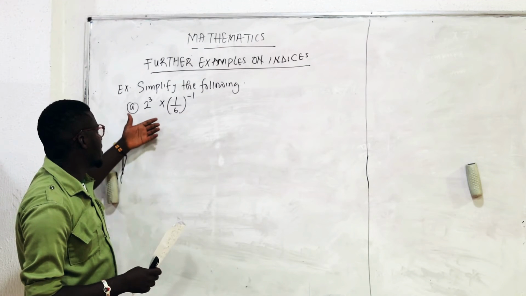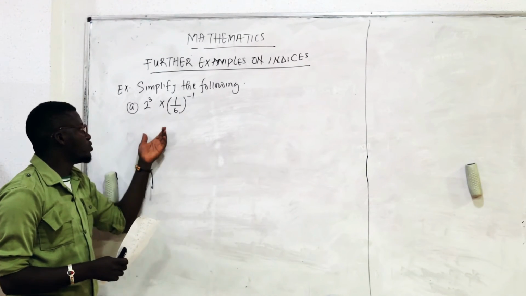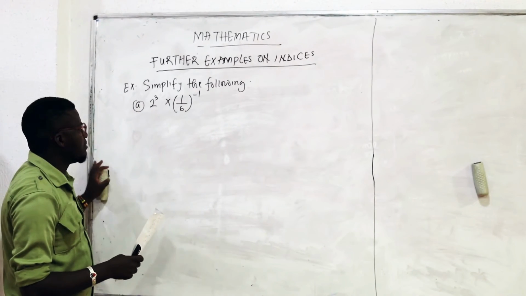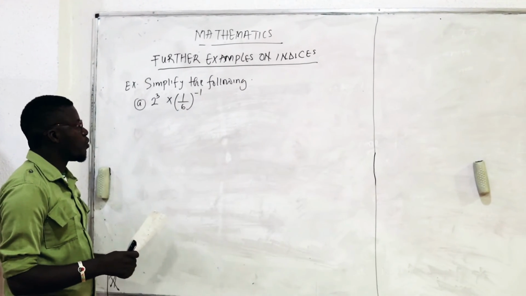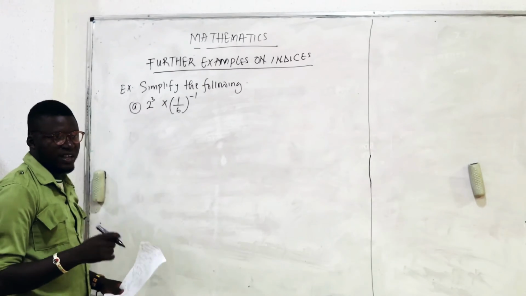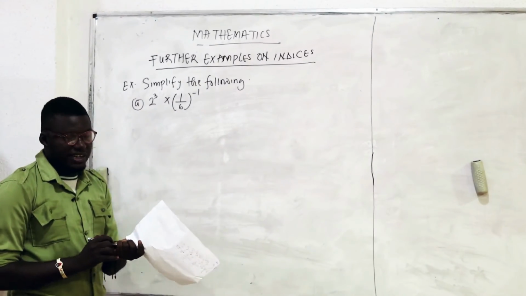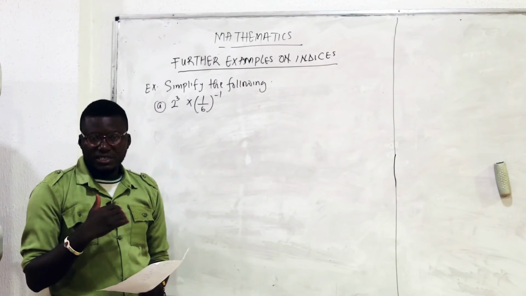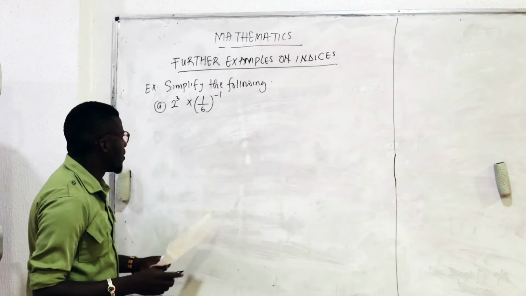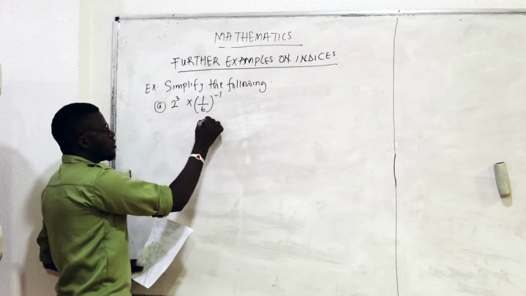I will simplify 2 raised to the power of 3 times 1 over 6, all raised to the power of minus 1. Now, solution. According to the laws of indices I gave in the previous class, we are going to be applying them in solving all these examples. So, for example 1, now I have solution.